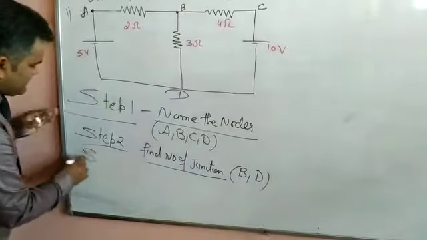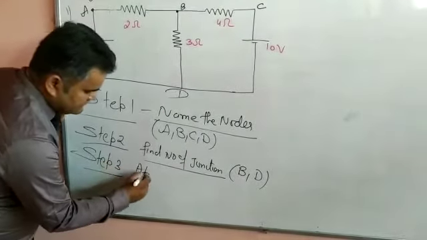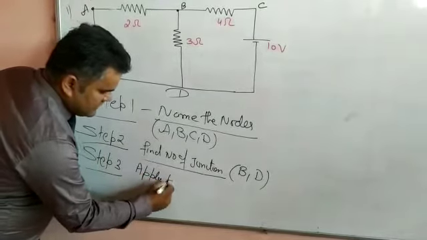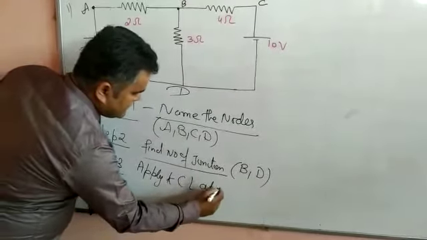Now step 3. Apply Kirchhoff's current law at each junction, or you can say satisfy. We'll satisfy Kirchhoff's current law at each junction. According to Kirchhoff's current law, the sum of incoming current is equal to the sum of outgoing current.